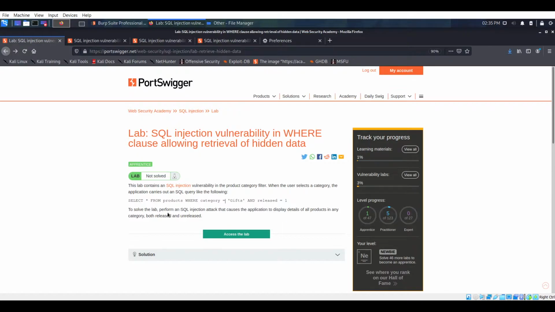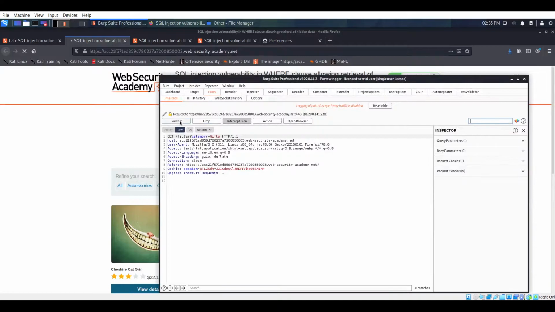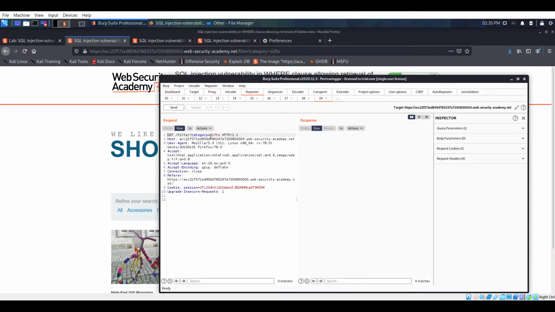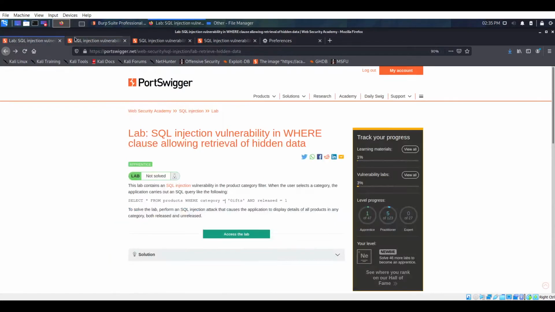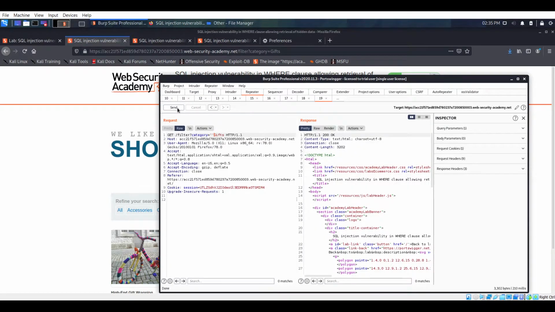To display all products in any category. Okay, so any category. So, and the scanner was able to pick it up because of that being an error and that being okay. Okay, so here we go.